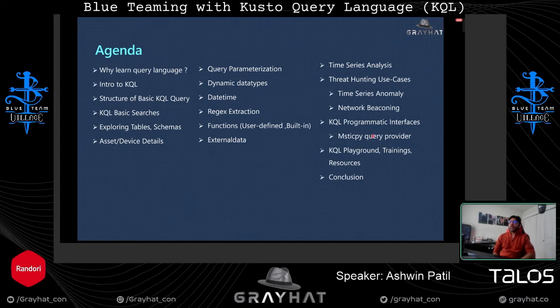Then we'll look into a couple of threat hunting use cases. The first one is time series anomalies. The second one is network beaconing. Lastly, I wanted to include a Jupyter notebook demo and show what the KQL programmatic interfaces are, available through the open source library MSTICPy that my team has worked on. And we'll conclude the talk with playground, trainings, and resources related to KQL.